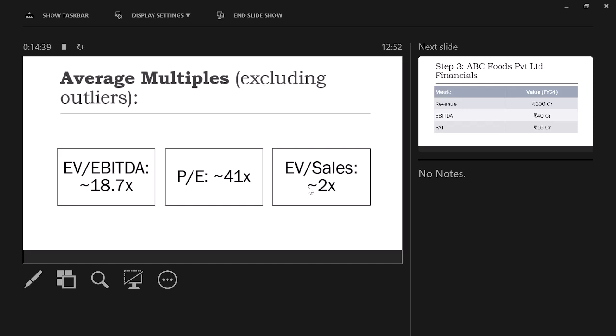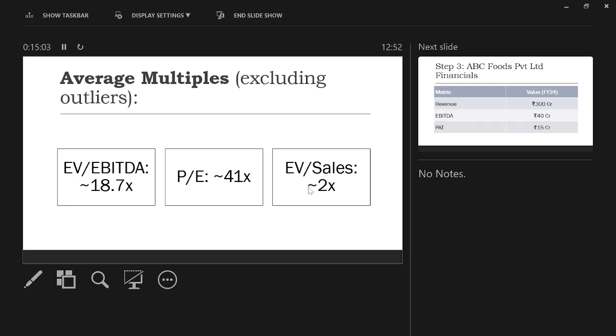But when we calculate the P/E ratios, all these companies are trading at a multiple of 41 on average, and EV to sales is about 2x. Now, why are there so many multiples? Because, as I told you, there are some positives and negatives to each multiple. They are all good, but there are certain negatives attached to certain multiples.